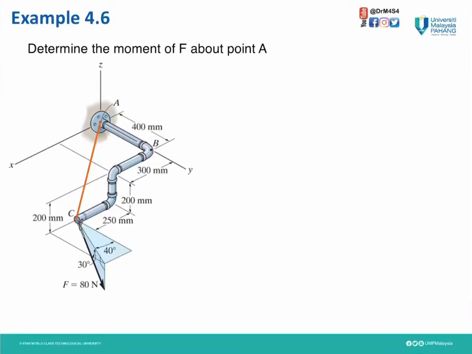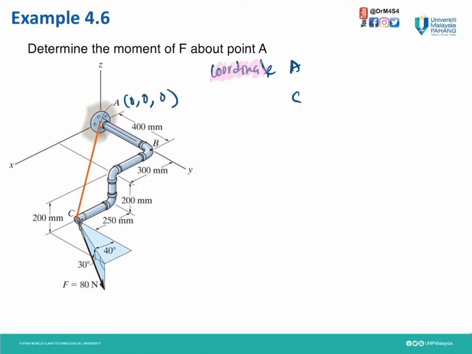Next, we move to example 4.6. For this question, we need to find the moment of F about point A. So this is our point A, and this is our force of 80 Newton. In this question, as usual, we know this is the x-axis, this is the y-axis, and this is the z-axis positive. First of all, we need to identify the coordinates for A and C.